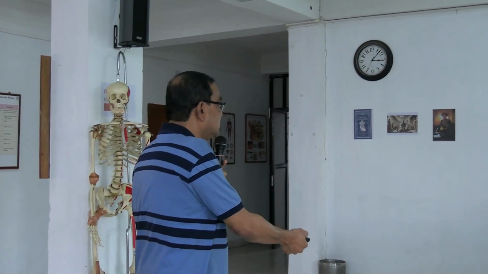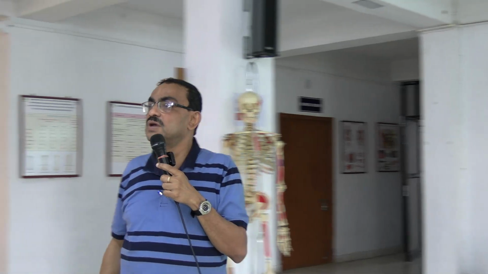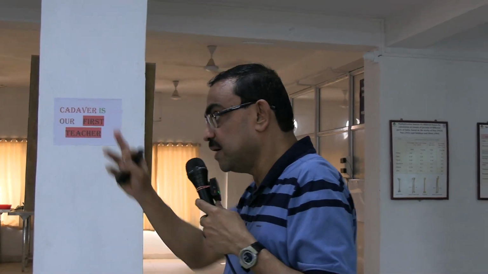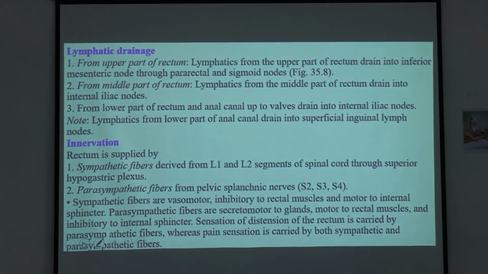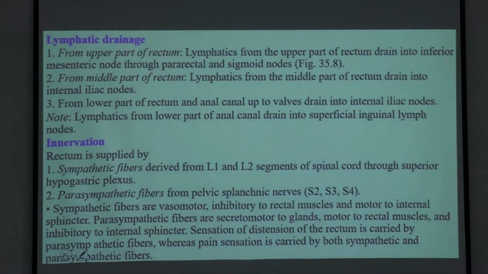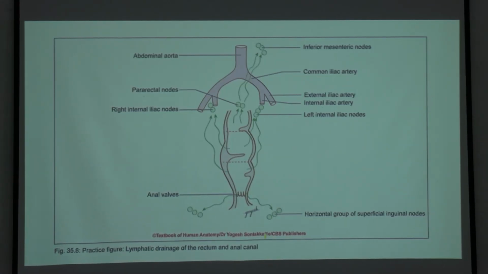Already you can see it here, that is the S2, the pelvic splanchnic nerves. Splanchnic nerve you have already seen in the thorax: greater splanchnic nerve, lesser splanchnic nerve and least splanchnic nerve, in the posterior thoracic wall. Similarly, it is present in the pelvic region. This is the picture of the lymphatics.